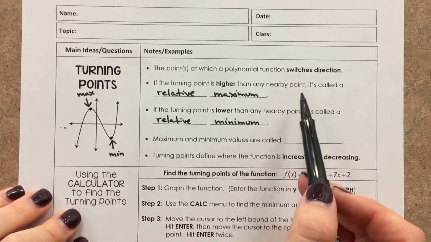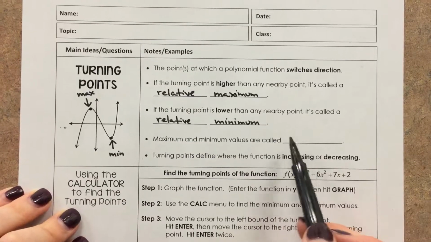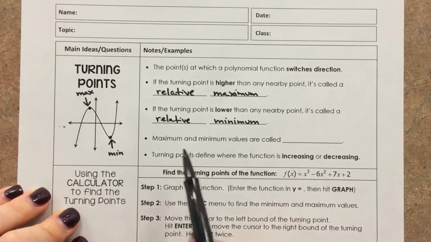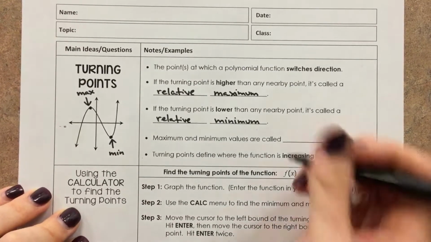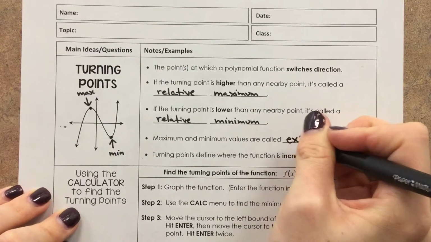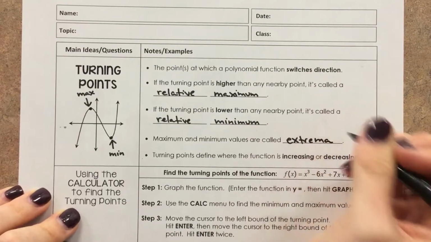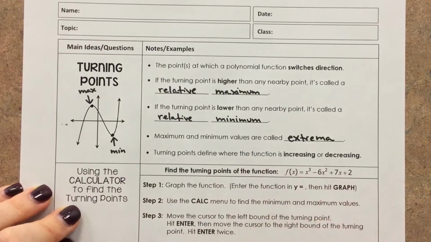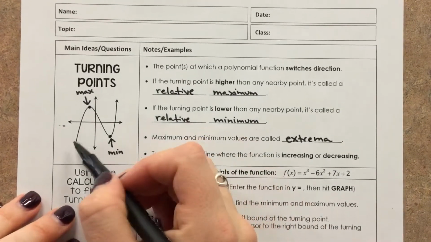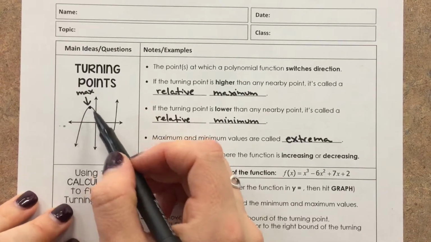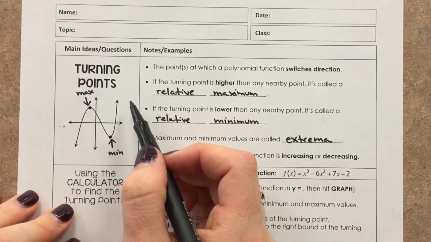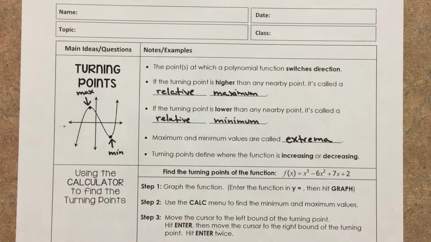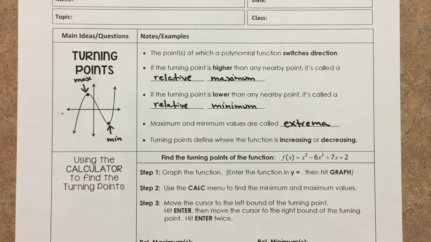So kind of like a little peak or a hill in the graph. This is like a little valley in the graph. And we call maximum and minimum values, we call those extrema. Okay, and then like I was saying here, they define where the function is increasing or decreasing. So this one was increasing until this point, then decreasing, and then increasing after. So we're going to use that as we're talking about some different characteristics of these polynomials.